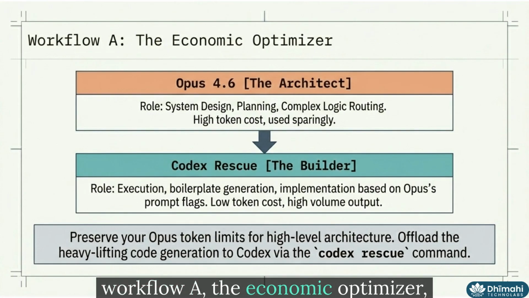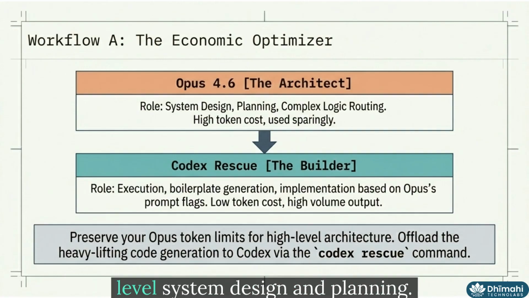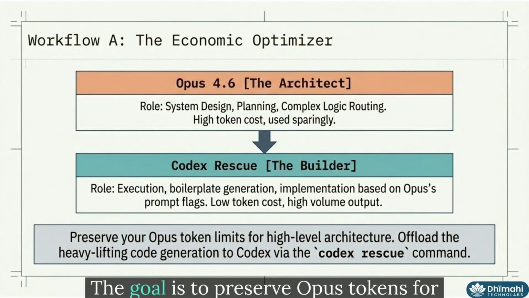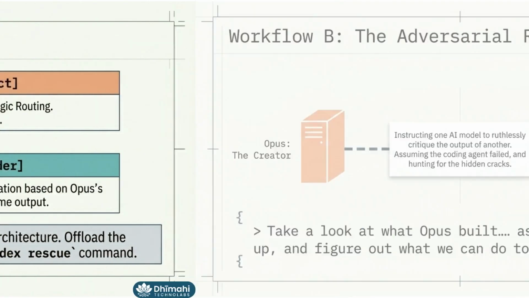Workflow A, the economic optimizer, utilizes Opus 4.6 as the architect for high-level system design and planning. Codex Rescue, acting as the builder, handles the low-cost, high-volume execution and boilerplate generation. The goal is to preserve Opus tokens for architecture by offloading heavy lifting to Codex.